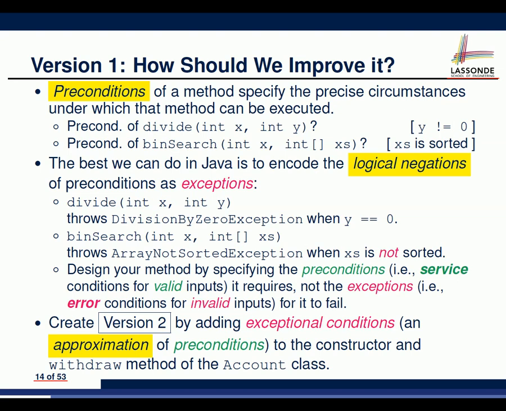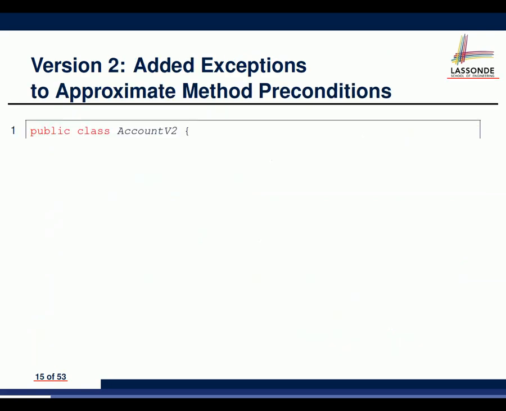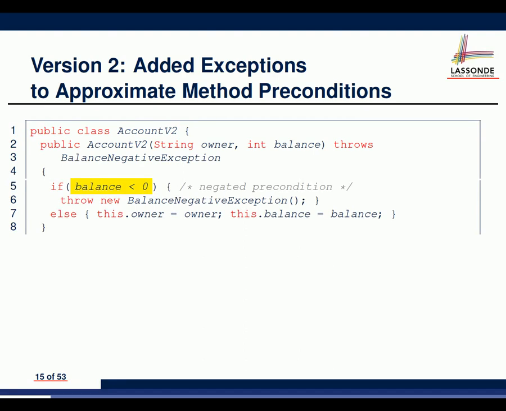Okay, for version 2, we're going to just accept in Java the best we can do: exceptions. Let's see how version 2 will look. Let's go to version 2. So we've got account version 2, v2, and you can see that for the constructor over here, we say: if the balance is less than 0, then we are going to give you an exception.